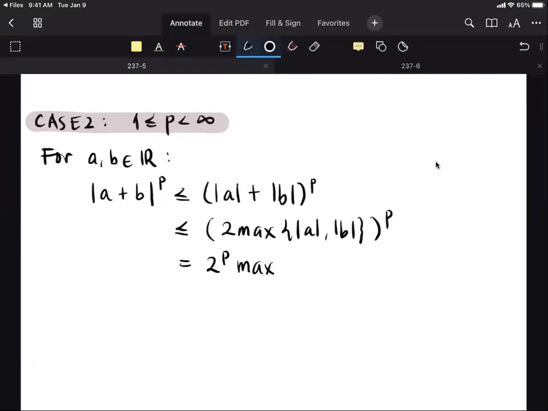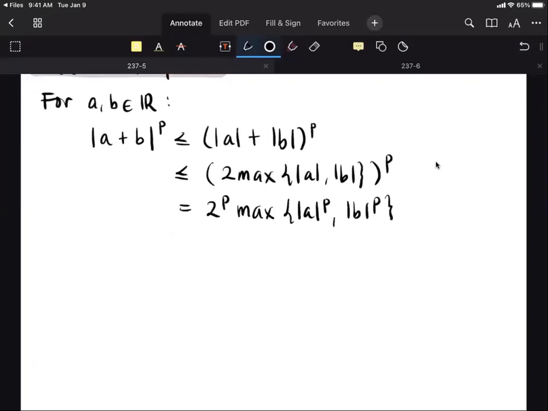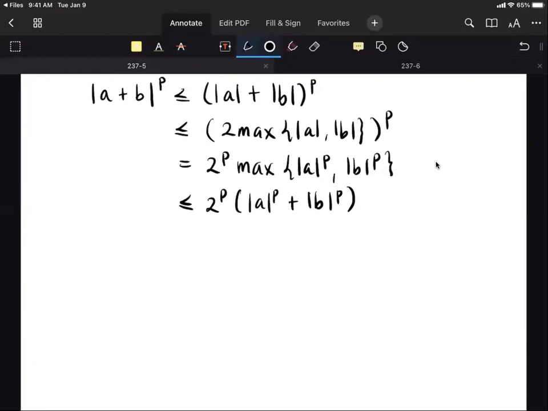Now, if the max is the magnitude of a, then the max raised to p is the maximum between these two quantities. And of course, the max is either this or this, and obviously that would imply this estimate. So the max is less than the sum.